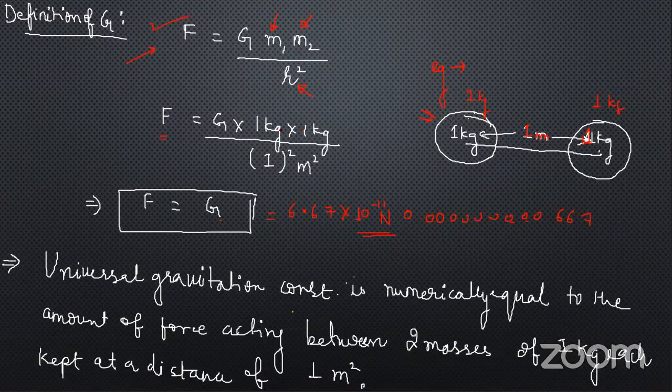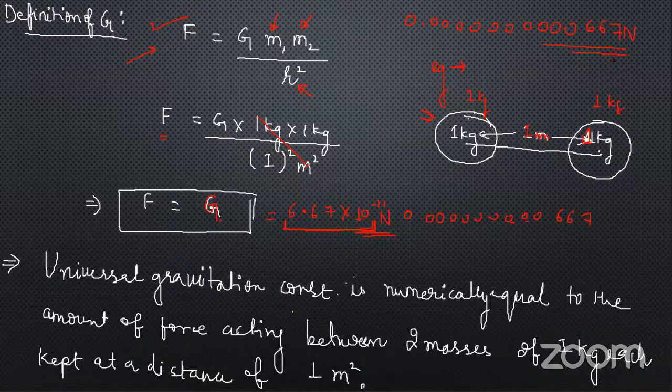See, 1 into 1 is 1, 1 by 1 is also 1, so all of this is gone. Force comes out to be equal to G. What is the value of G? Just now I told you that the value of G is 6.67 into 10 to the power minus 11. So the magnitude of force is coming out to be this small. Are you able to analyze how small the force is? Because 10 to the power minus 11, how much is it? 0.000000. Let me write. This small the force is going to be.